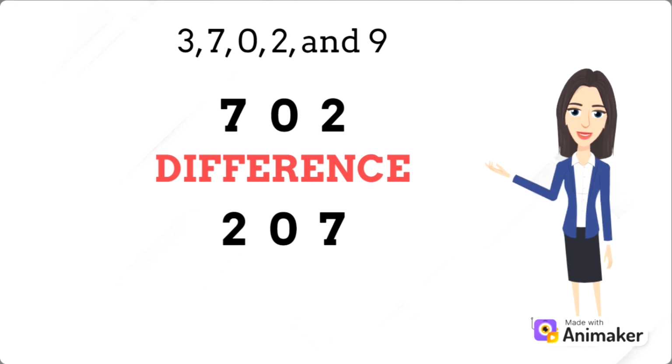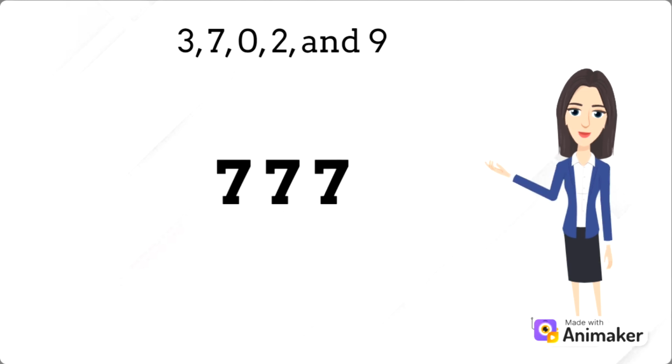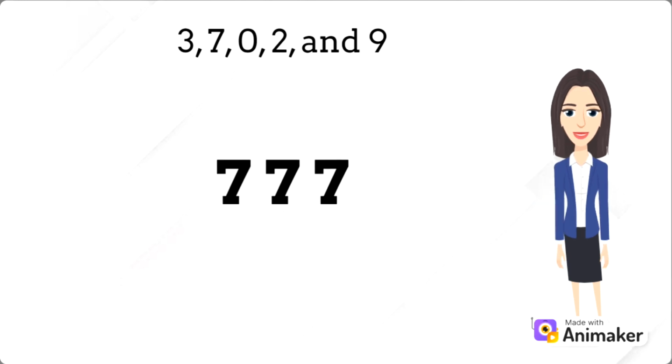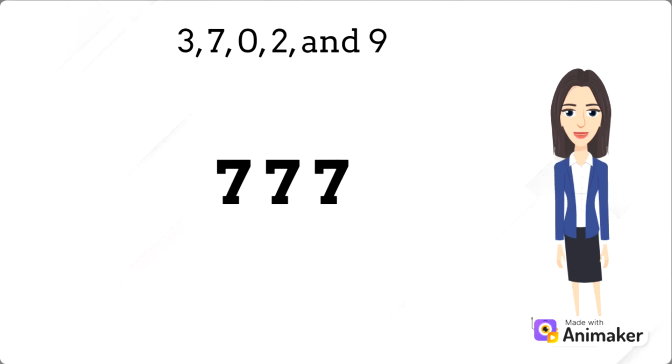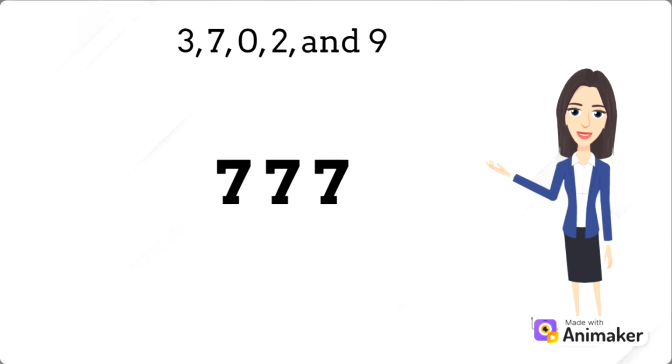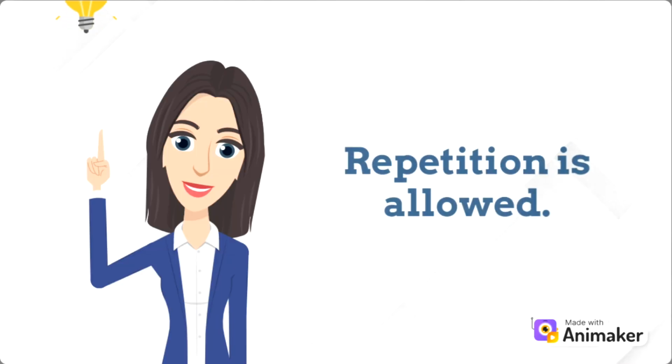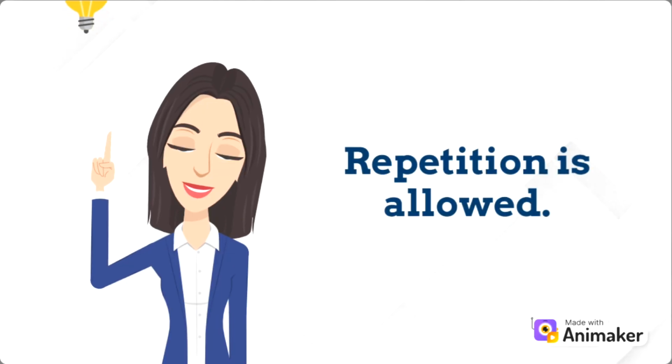Now, we can make the number 777 using the 5 given digits, because 7 is one of the digits and it is not specified that repetition is not allowed. Therefore, repetition is allowed. We see we have a permutation of 3 objects from 5 objects where repetition is allowed.